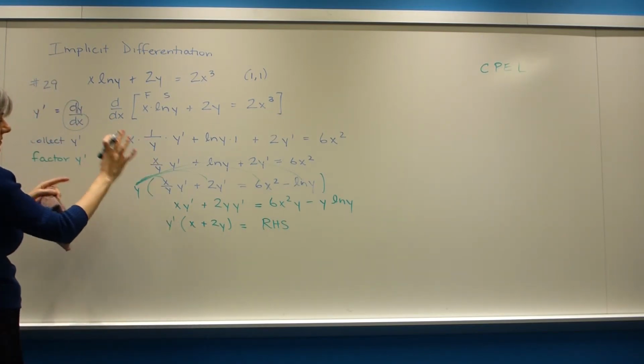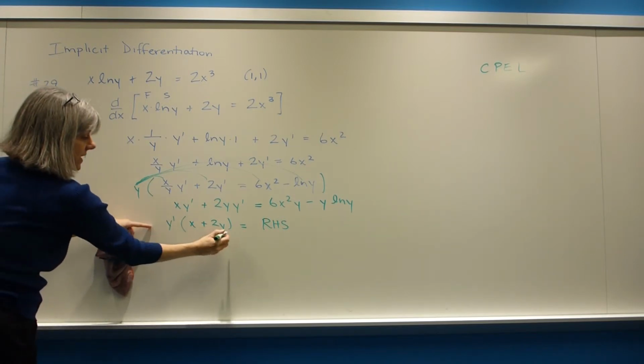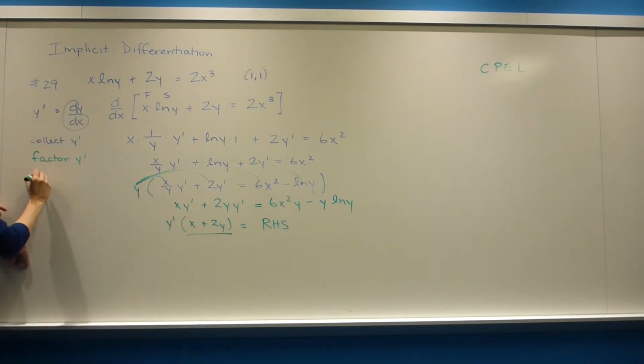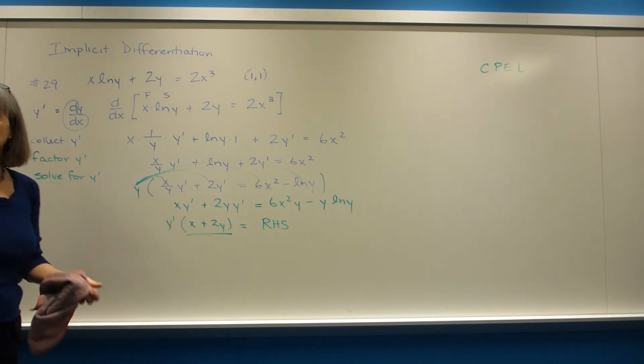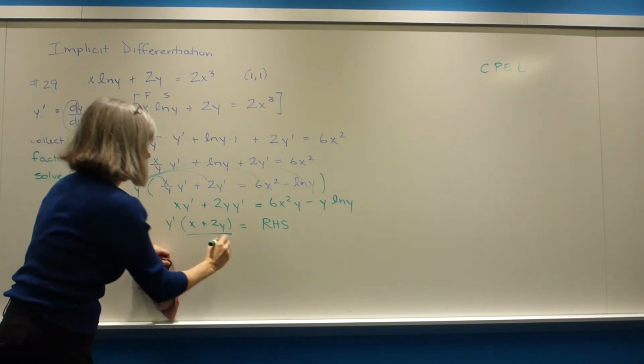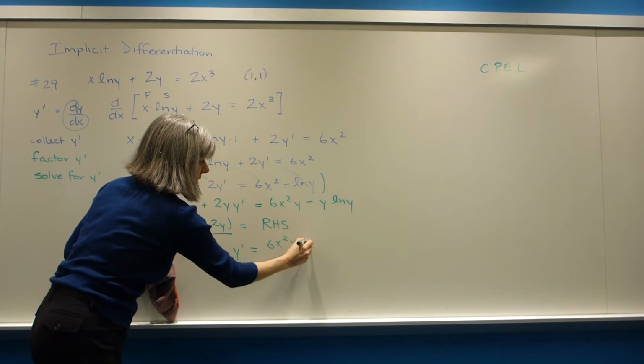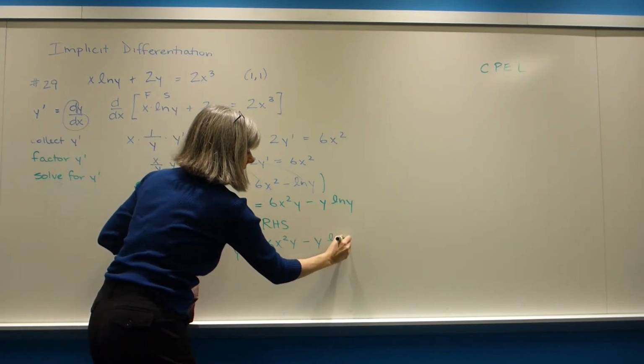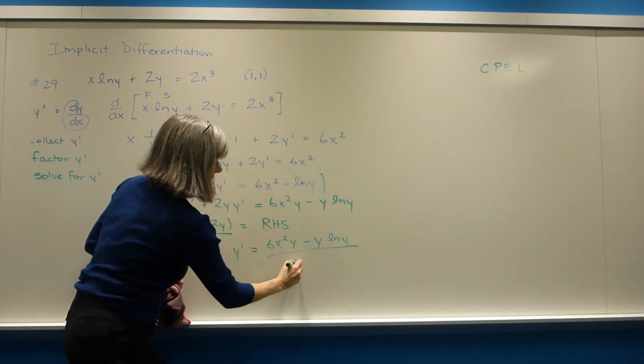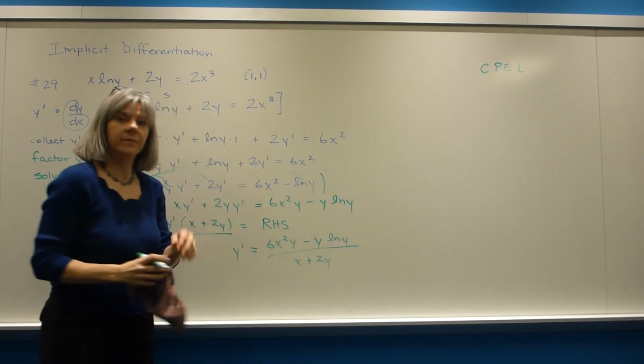We have factored out the y prime. Now we just need to divide by this. So now we're just going to divide, solve for y prime. Your answer will have y's in it, totally okay. So here we'll have y prime equals, now you really do need to write it out, (6x squared y minus y ln y) all over (x plus 2y).